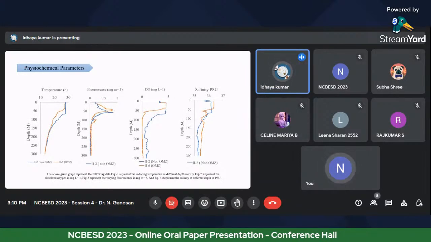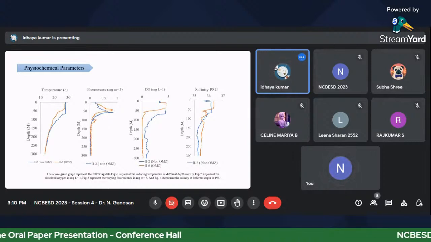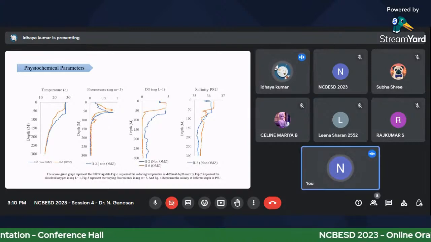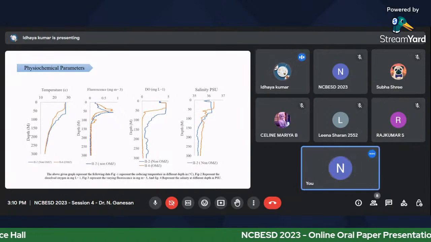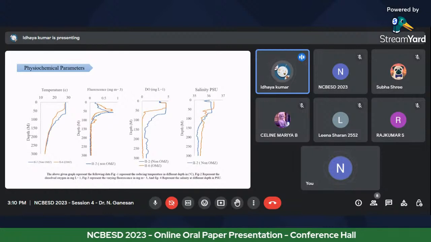And you can see the dissolved oxygen is getting lower and lower when compared to the non-OMZ region. This is primarily because of the seasonal monsoonal winds, the phytoplankton community, and also the bacteria, which are raising the nitrate and producing an increased amount of nitrate.